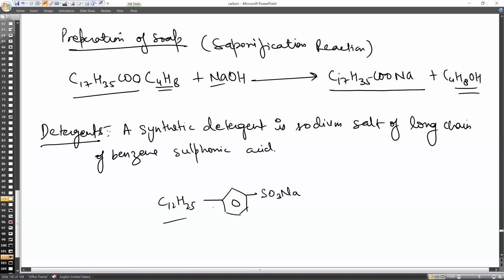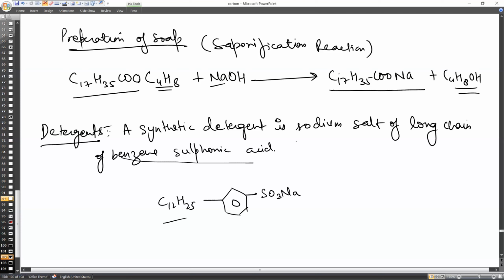These are not carboxylic acids, actually; we can say these are long chain but not carboxylic acid. These are benzene sulfonic acid. Carboxylic acid is also known as fatty acid. So sometimes it is written that soaps are sodium or potassium salts of long chain carboxylic acids. Fatty acid may also be there instead of carboxylic acid.